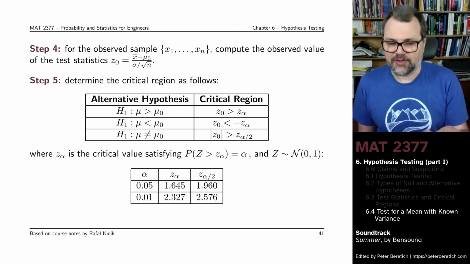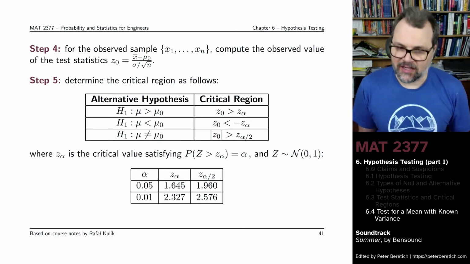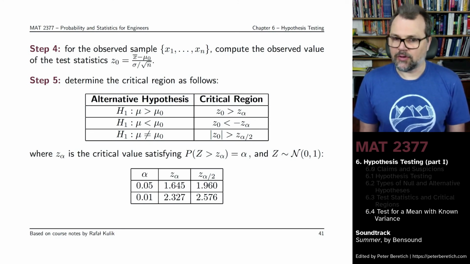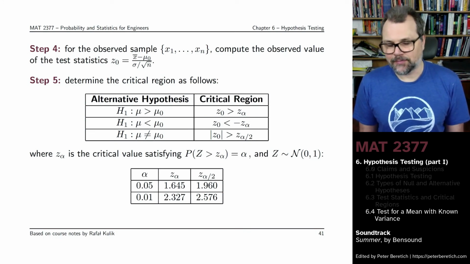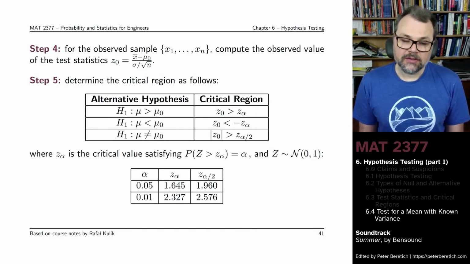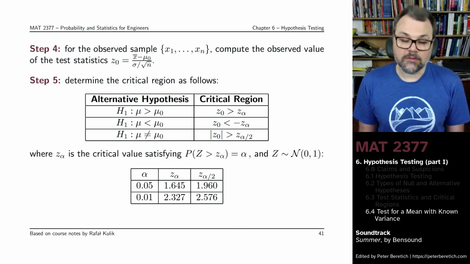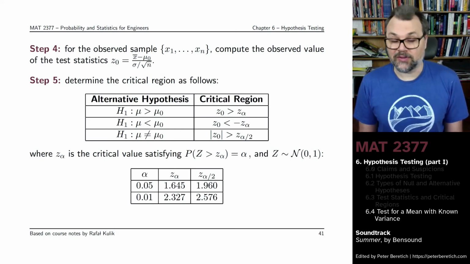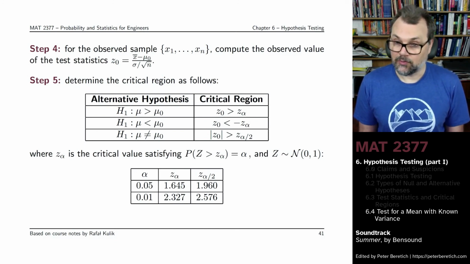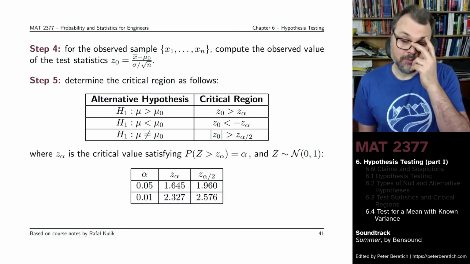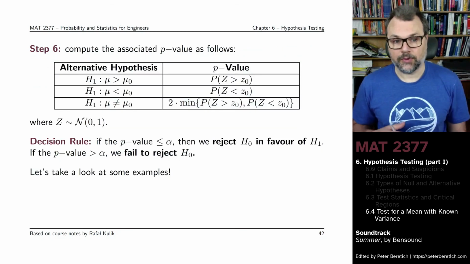If alpha is at 5%, the critical value Z alpha is at 1.64, 1.65, and the critical value Z alpha over 2 is at 1.96. If alpha is 1%, the Z alpha is 2.33, and the Z alpha divided by 2 is about 2.58. But if you don't remember them, it's not too difficult to go and read them off of the standard normal table. So remember how to do that. Make sure you know how to compute these critical values.